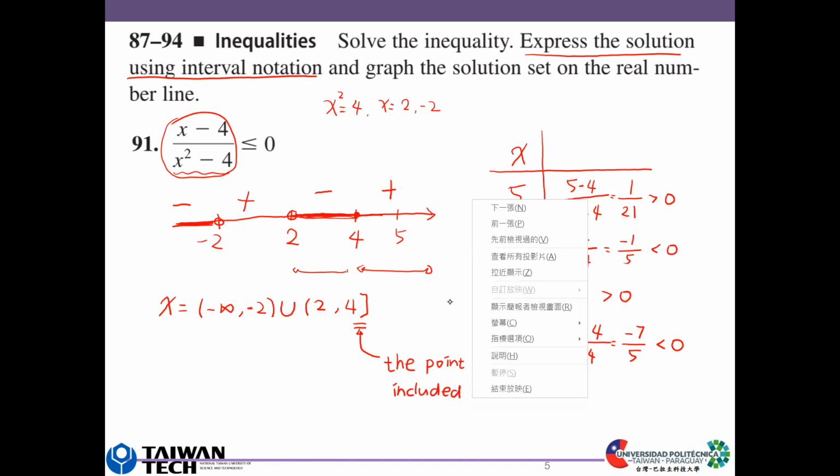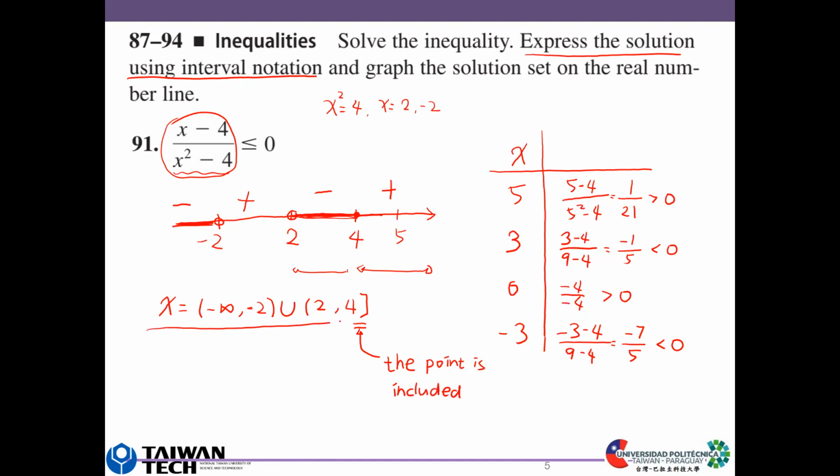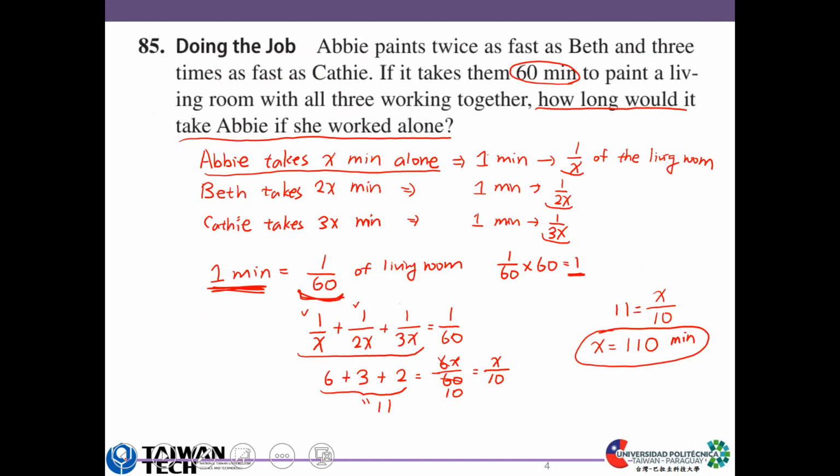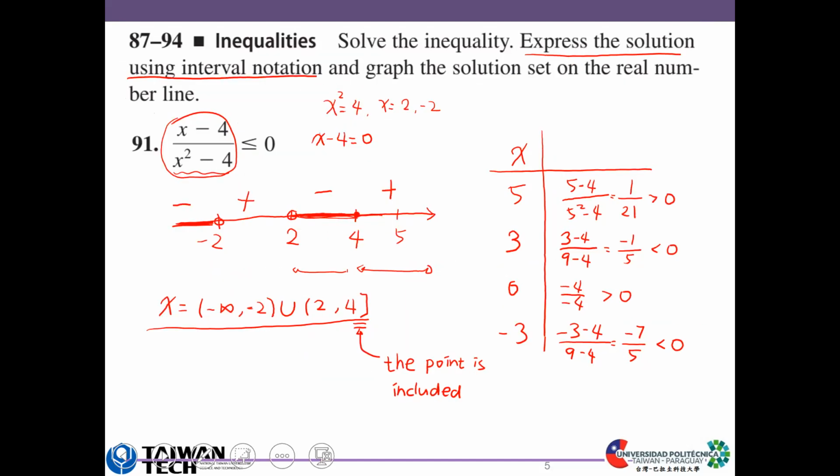Okay, so this is our solution. In this kind of inequality problem, it's kind of simple. You just need to define the values of x when the numerator is 0, and you also define the values when the denominator is 0. The denominator is 0 when x squared minus 4 is 0.